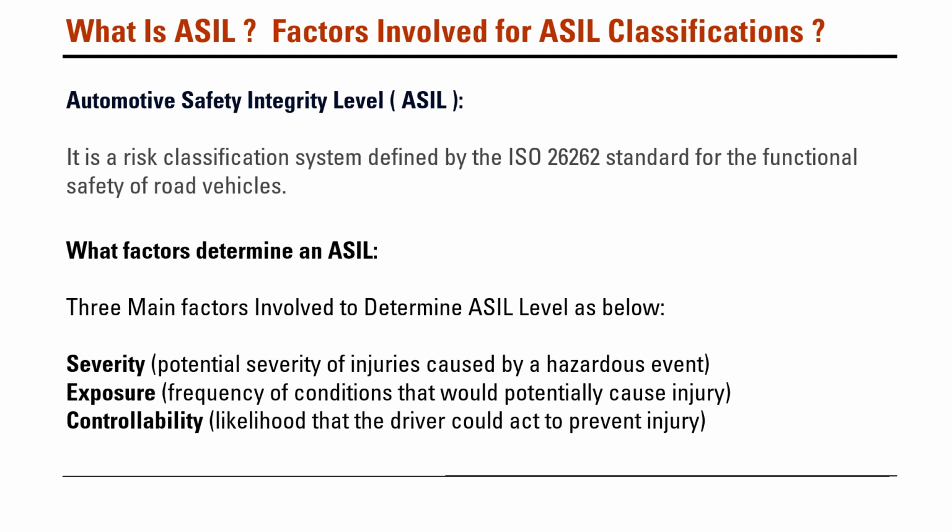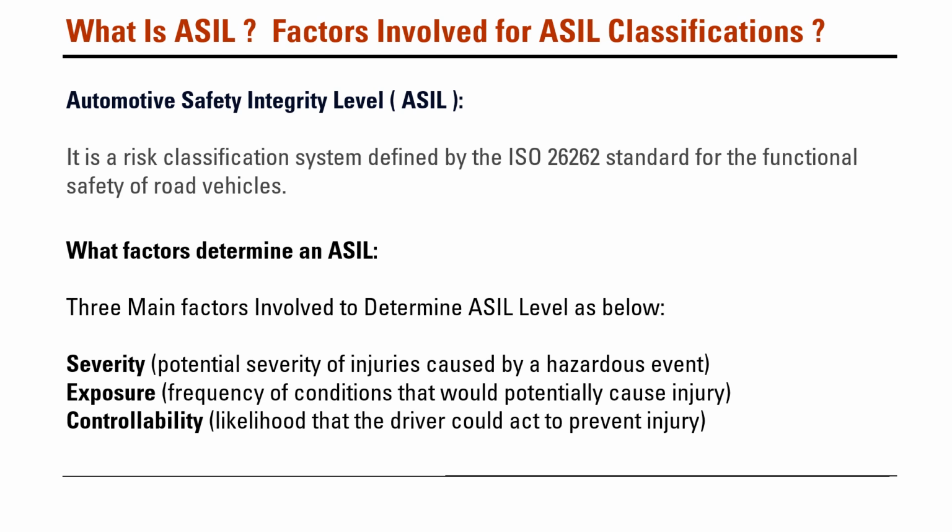What is ASIL and what are the factors involved in ASIL classification? ASIL, the full form, is Automotive Safety Integrity Level, and it's a kind of risk classification that we just discussed before. This is defined by the ISO 26262 standard for the functional safety of road vehicles. So what factors determine an ASIL level? There are three main factors, I would say: severity, exposure, and controllability.